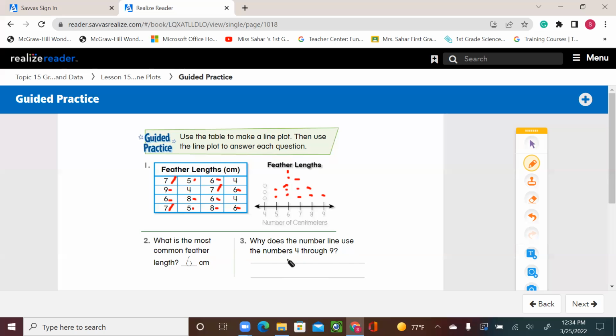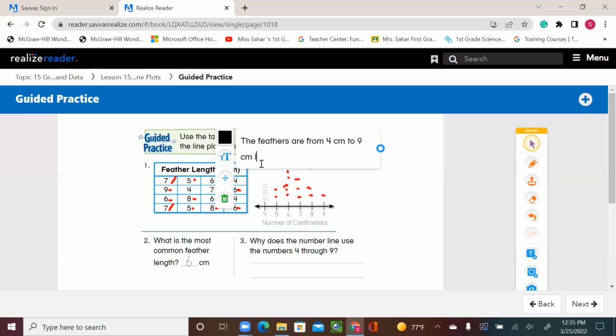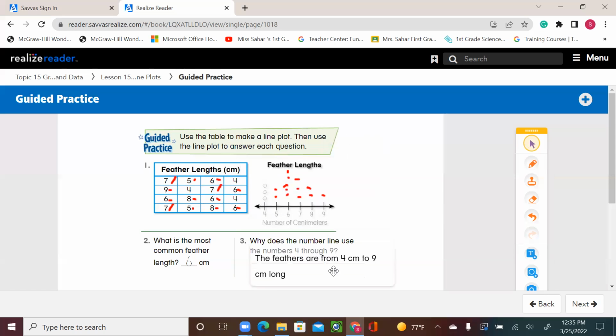All right, question number 3. Why does the number line use the numbers 4 through 9? Because that's what you look at. The feathers are starting, the lowest or the smallest or the shortest was 4, and the longest was 9. So we're writing this down, that the feathers are from 4 centimeters to 9 centimeters long. That's why I started with 4, because that was the lowest number, and I stopped at 9 because that was the highest number. So we put this information here.